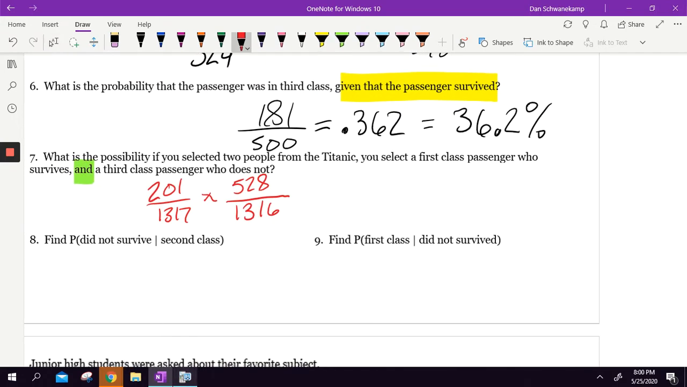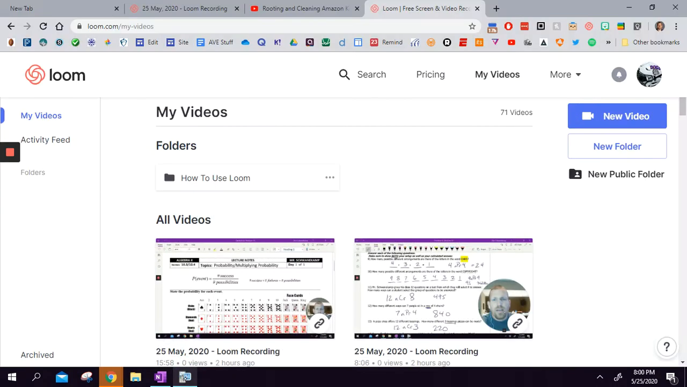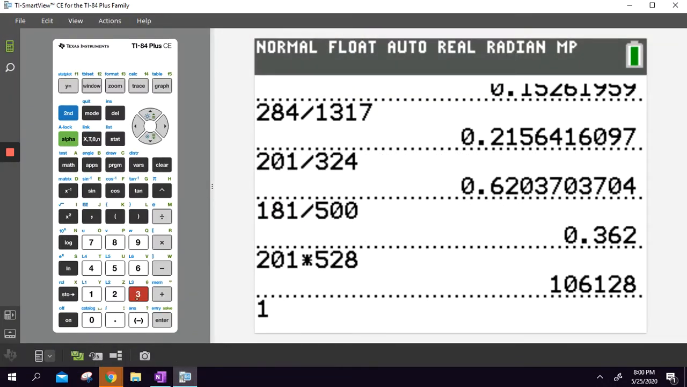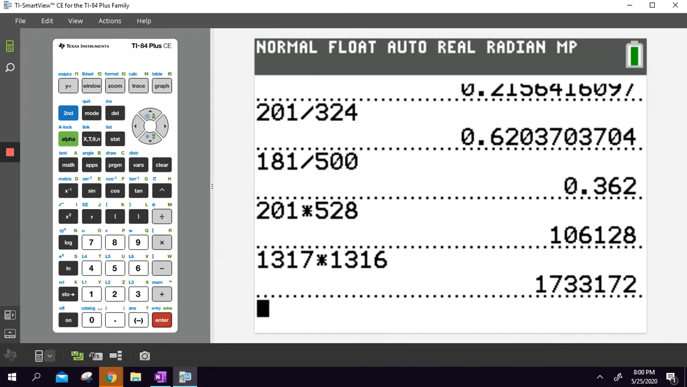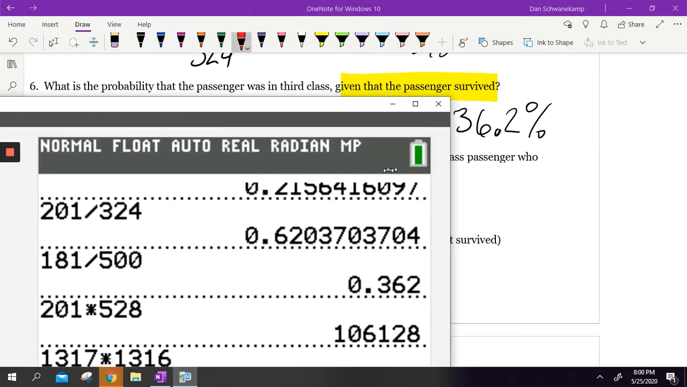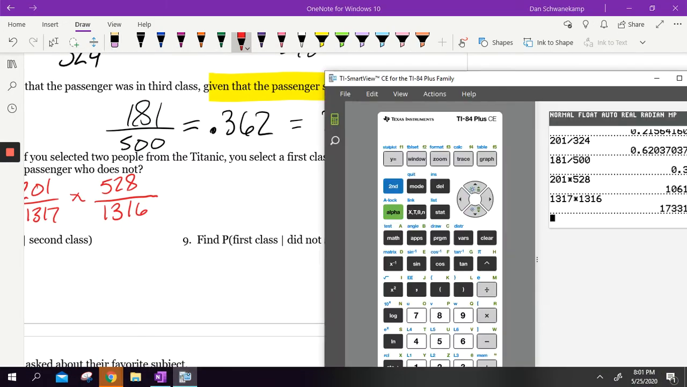So there's my setup. Let's multiply that. 201 times 528 goes on top, and on the bottom is 1317 times 1316. This is my setup. Now, I am reading this question a little bit differently. I am selecting the first class passenger first and the third class passenger second. It's a little bit different than what we were doing the other way, but that's all right for what we're doing here.